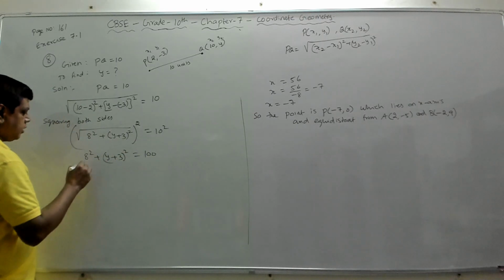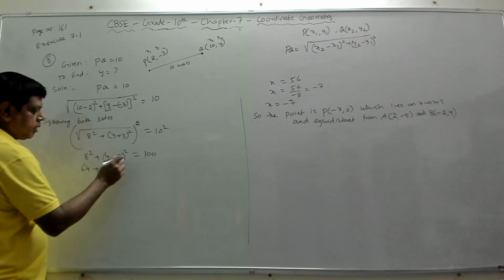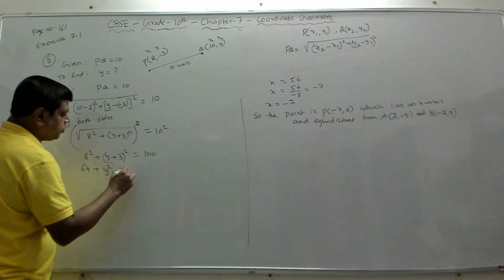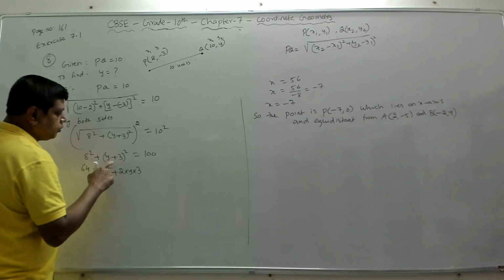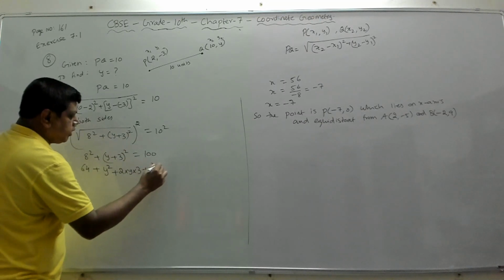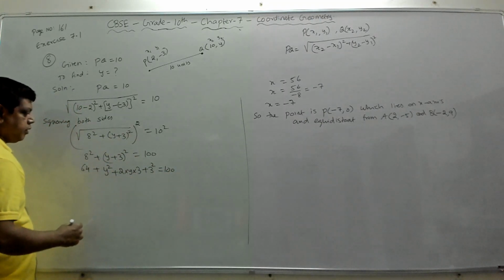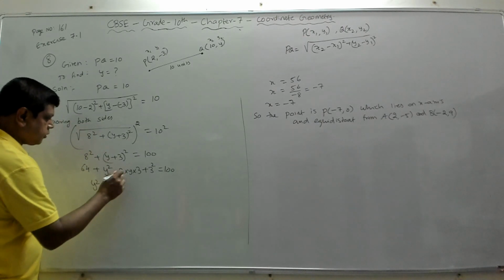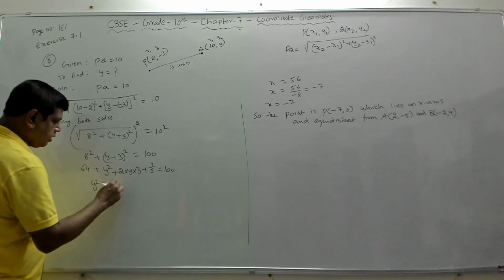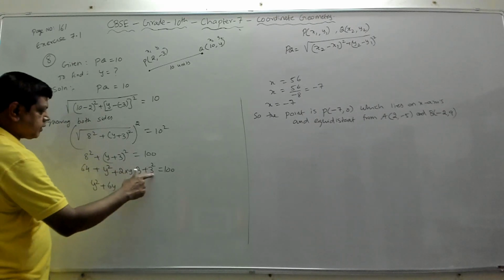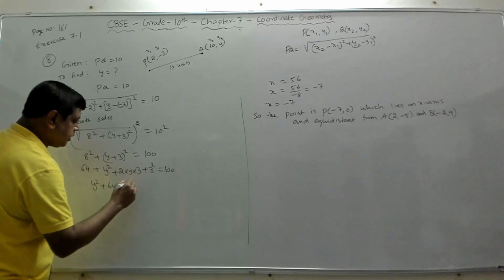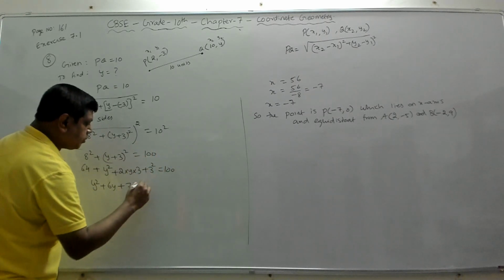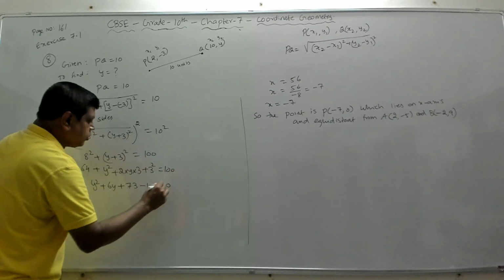Let's expand this. 8 square is 64 plus this is a plus b the whole square. This is a square plus 2ab, 2 into y into 3, plus b square is 3 square, equal to 100. Right? Now, what do we get? We get y square plus 2 threes are 6y. I'm writing these two. Then 64 plus 9, 64 plus 9 is 73. Then this 100 comes this side, it will become minus 100 equal to 0.